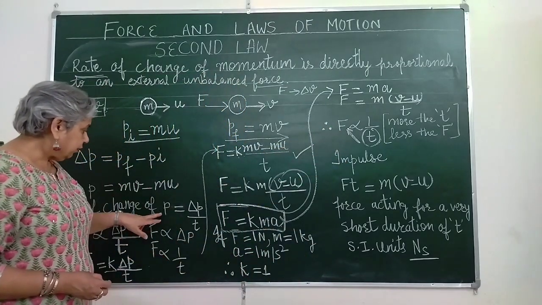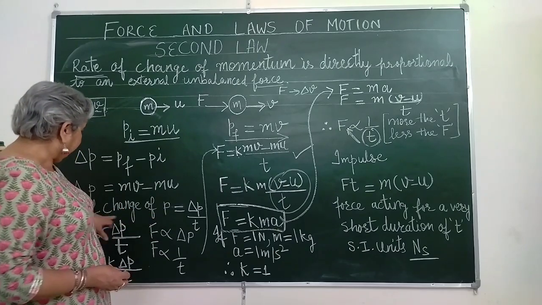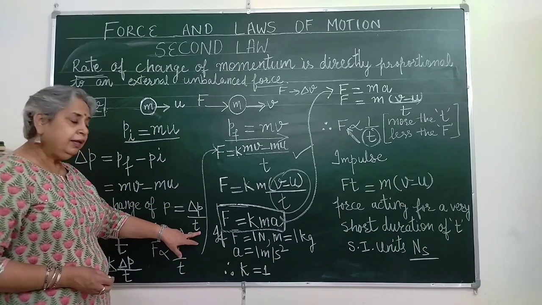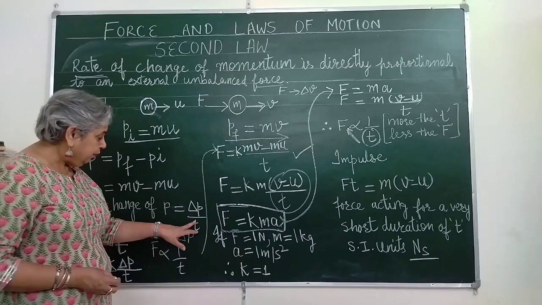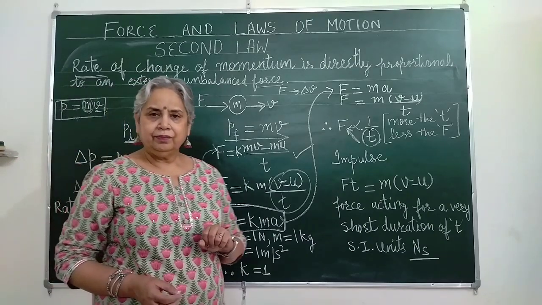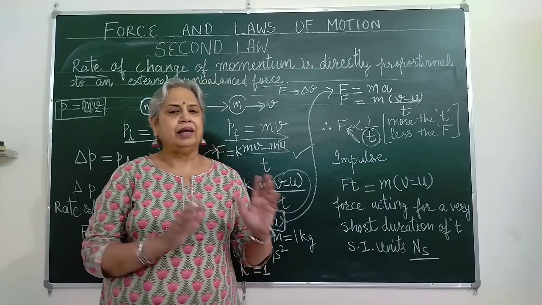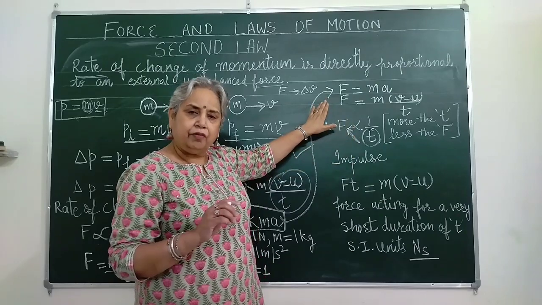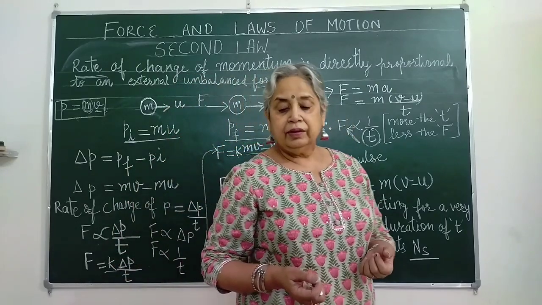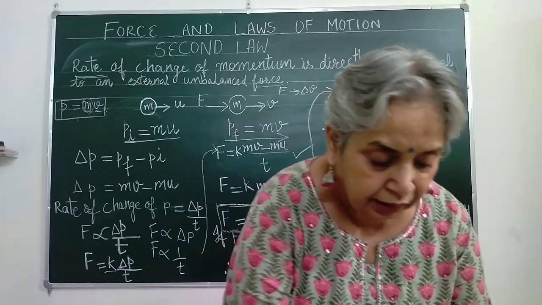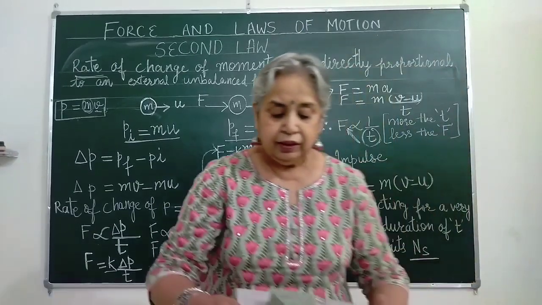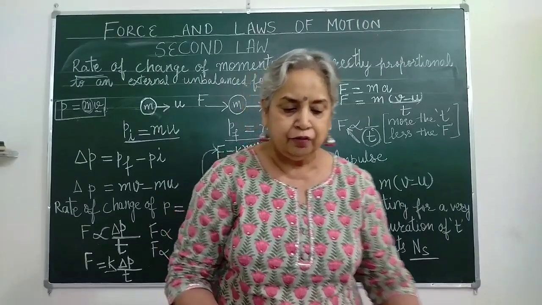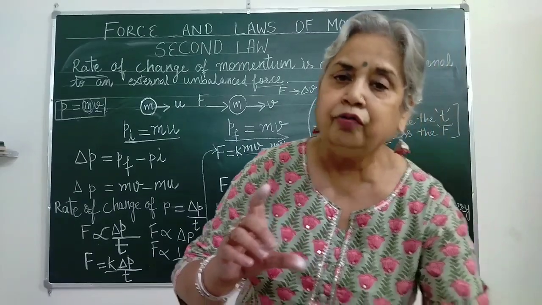One more thing. Rate of change of momentum is equal to delta P upon T, right? So it again comes to that: less the time, more the force, more the time, less the force. This concept is used when a person has to jump, whether he should jump on a spongy surface or directly on a hard concrete floor. So it is the impact of force.